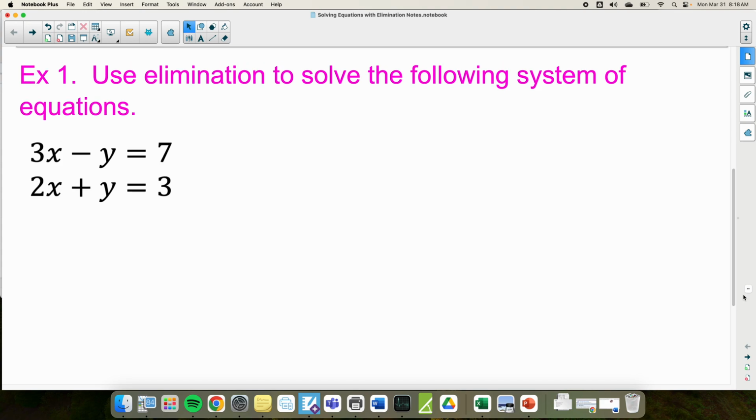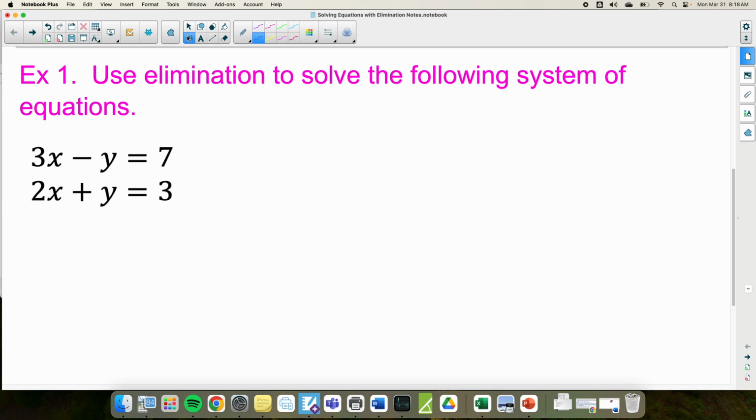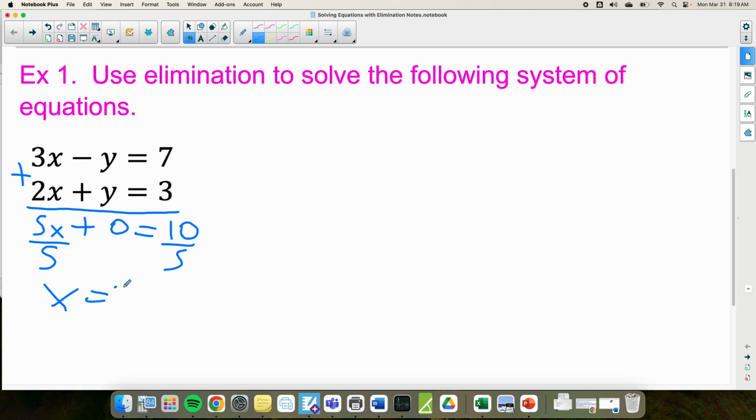So we're going to try an example. Here, they already have different signs, so we can just add them. So 3x plus 2x is 5x. Negative y plus y gets you 0, and 7 plus 3 is 10. Now to solve for x, you divide both sides by 5, and x equals 2. And now you can plug it back into either one of these equations.